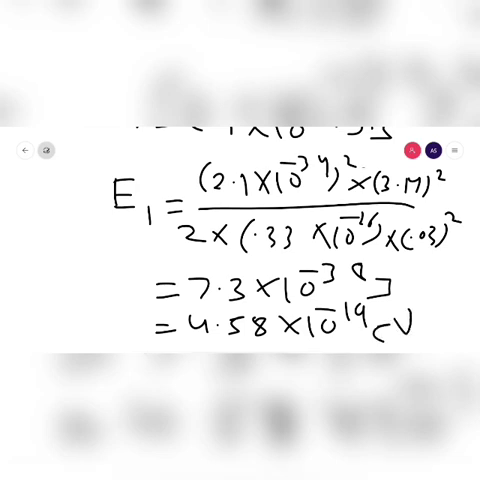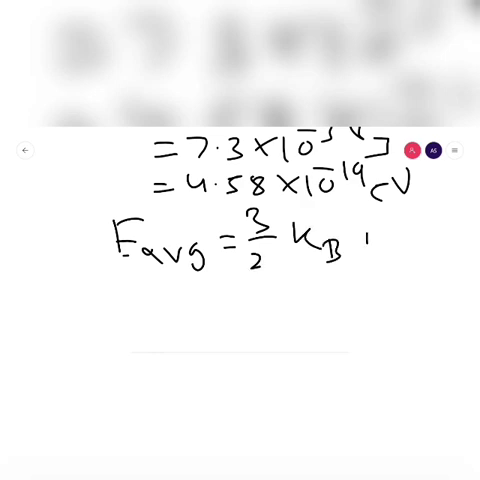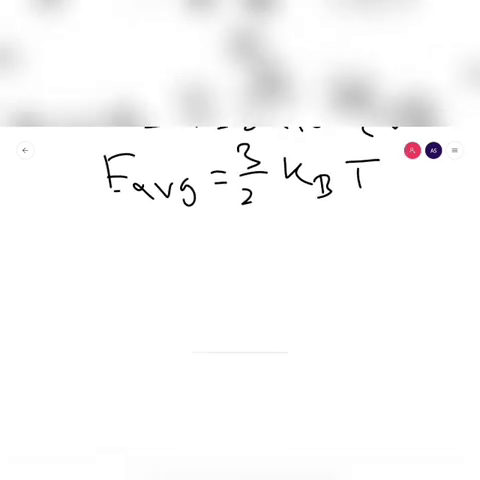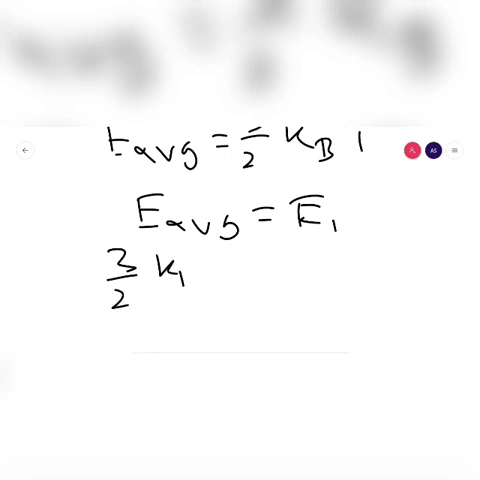This lowest energy will be equal to the average energy of the hydrogen molecule. You know that the average energy is equal to 3/2 kBT. This average energy will be equal to the lowest energy, E_avg = E1, so 3/2 kBT is equal to 4.58 × 10^-19.